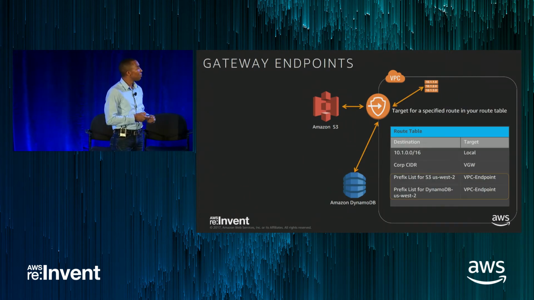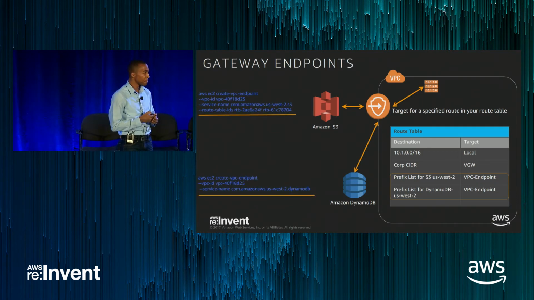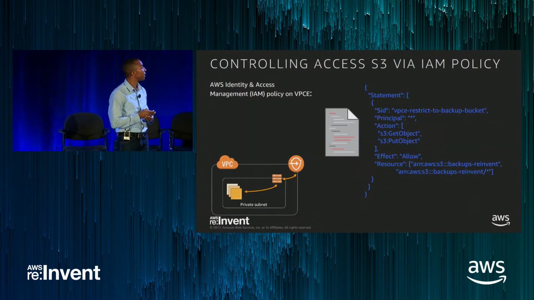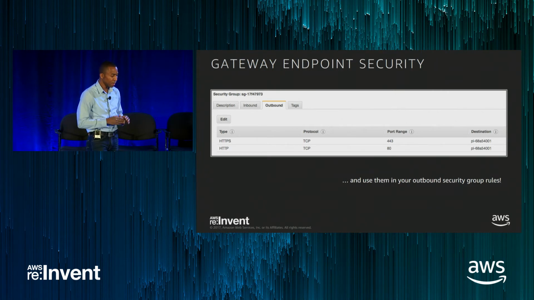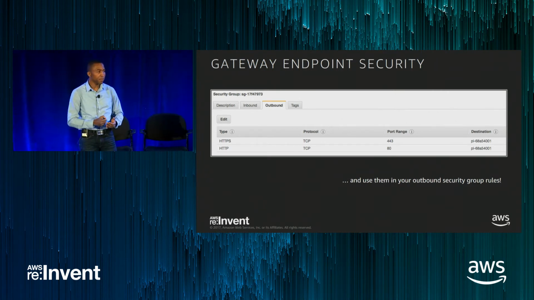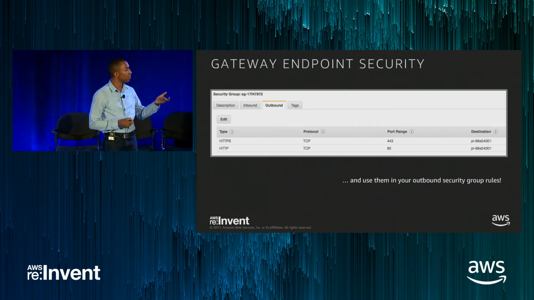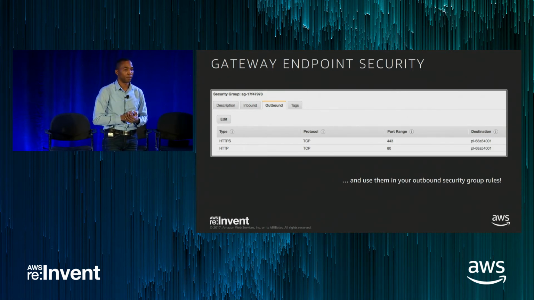Another thing that you think about when you create a gateway endpoint is, how do I secure it? How do I secure my endpoint? Well, there are multiple ways. The first I'll discuss with you is your security group. You can create outgoing security group rules that send traffic specifically to the prefix list ID of your VPC endpoint.